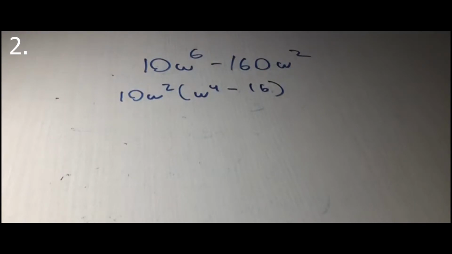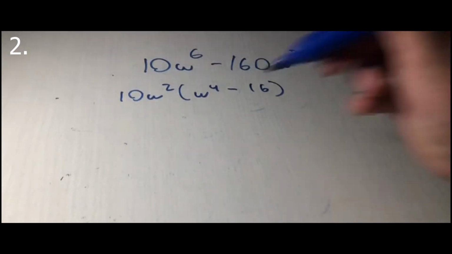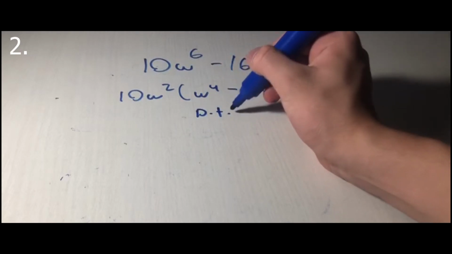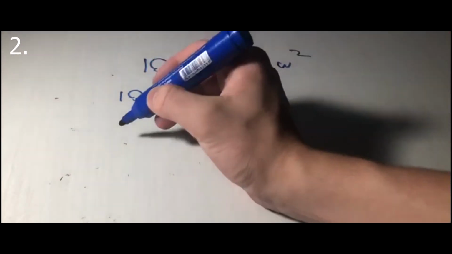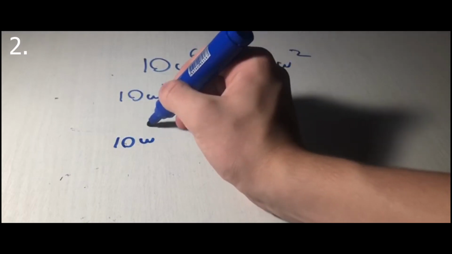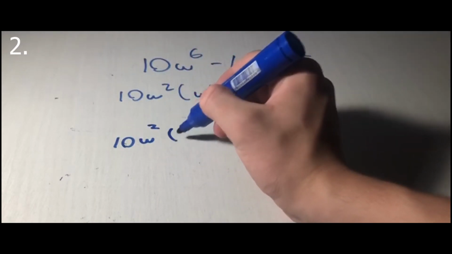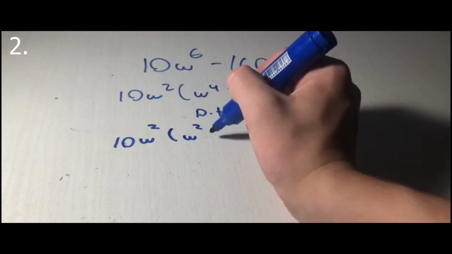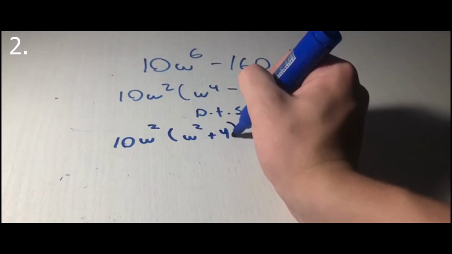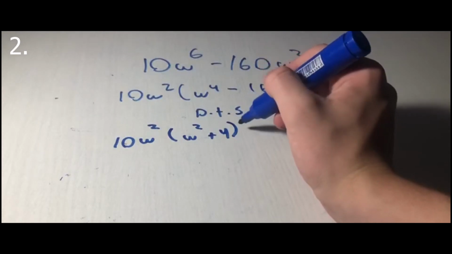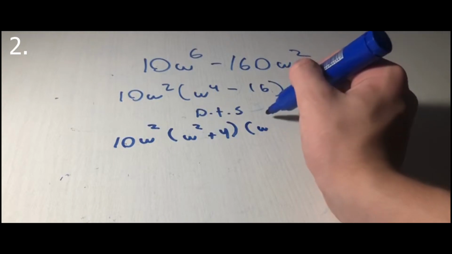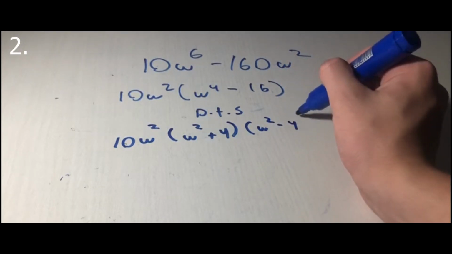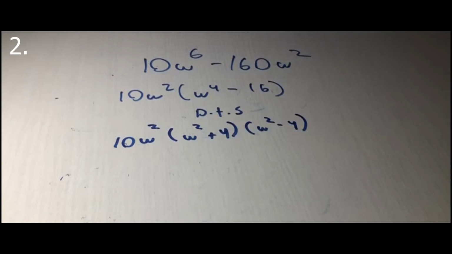And right now what we have to do is the DTS, which is 10w squared, open parentheses, w squared plus 4, close the parentheses, and right now open the parentheses again, it is w squared minus 4, and close the parentheses.